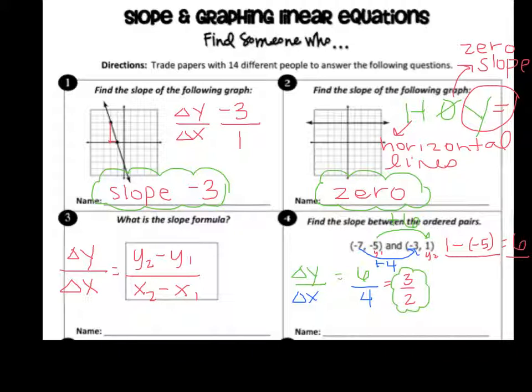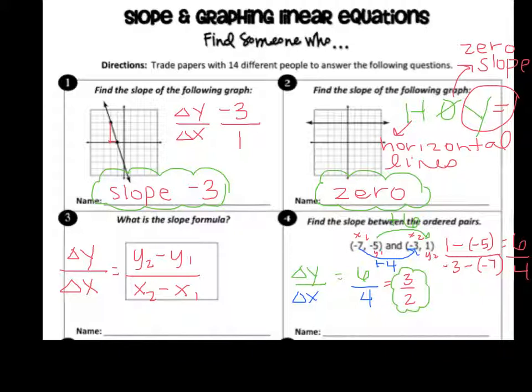Then if you do your x2 minus x1, so if I had -3 minus -7, I would wind up getting 4. So do you see how 6 over 4 and 6 over 4 are the same thing? With the formula, you have to know your integer rules, and you have to be able to perform that subtraction.